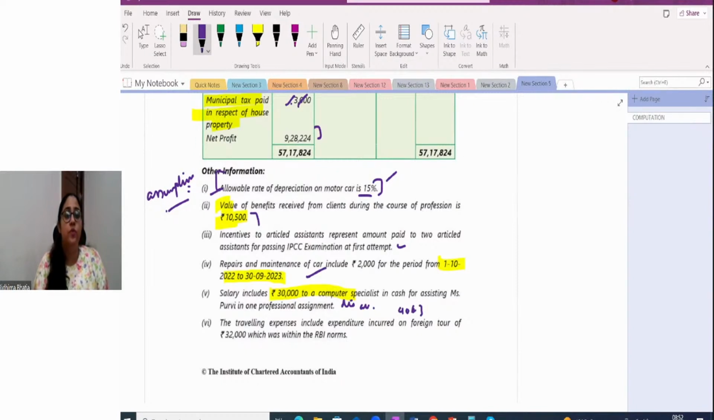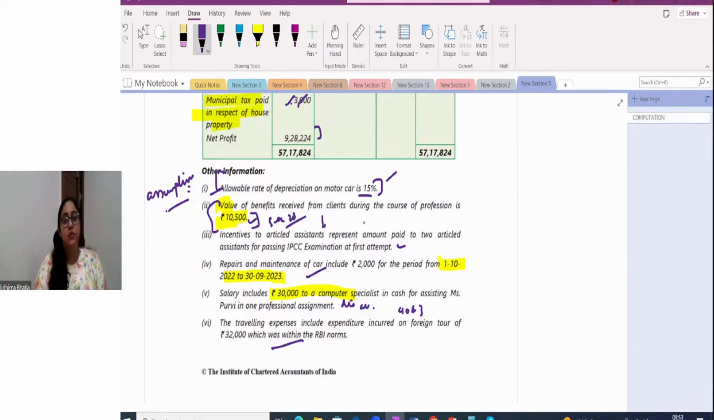वैल्यू ऑफ बेनिफिट्स रिसीव्ड फ्रॉम क्लाइंट्स ड्यूरिंग द कोर्स ऑफ प्रोफेशन, दिस इज Section 28K according. If you are receiving any benefits in relation to the or due to the business you are running or due to the profession you are into, that is your business income, right? So these are your perquisites of business and should be added. So this is again your business income. Traveling expenses is as per RBI norm, so no impact. किसी को कोई doubt यहाँ पे? Sure. मैच हो गया, perfect.